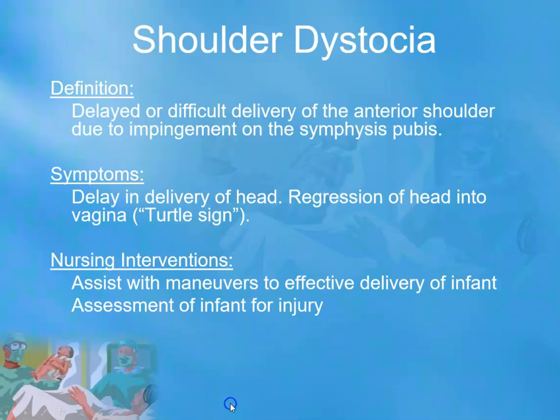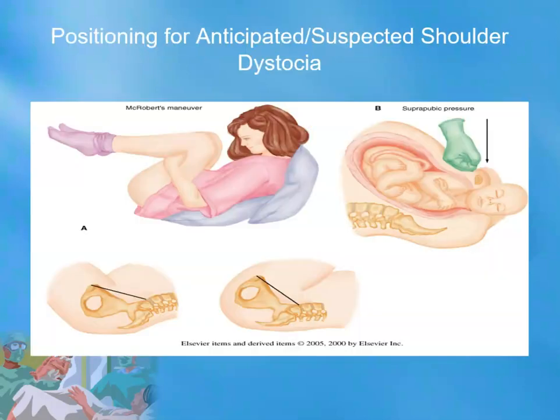So after the baby's delivered, you want to make sure that they don't have any Erb's palsy and nerve damage. Sometimes they can't move one arm as opposed to the other. And it could be, again, nerve damage from the shoulder dystocia.